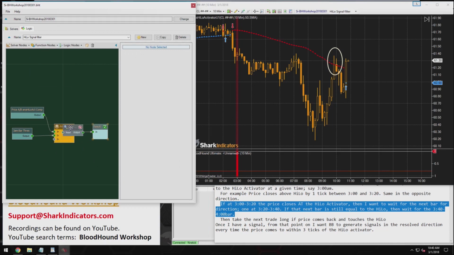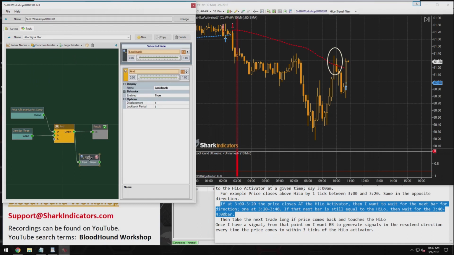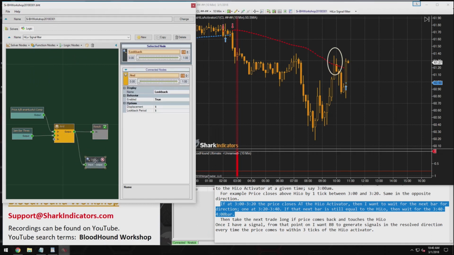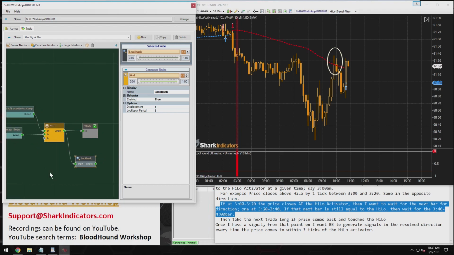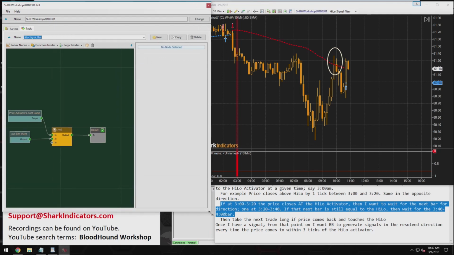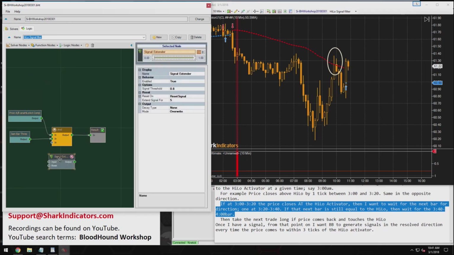For example, we couldn't take the output of this and feed it back into the AND node, right? You can see it won't allow that connection. So, okay, I think I have an idea here. I'm going to use the signal extender. Let's use the signal extender.